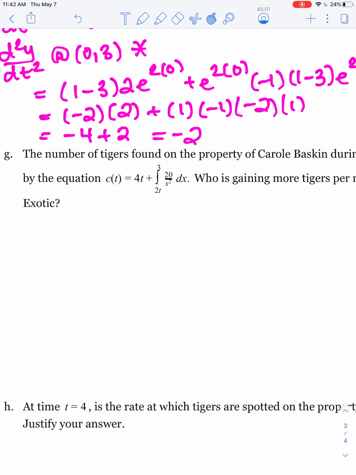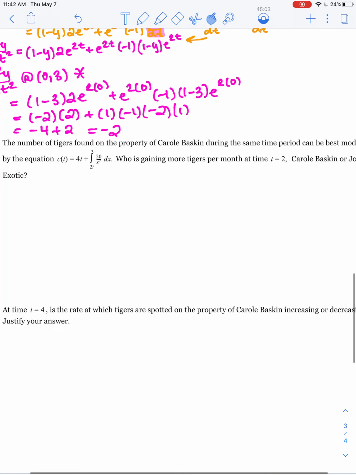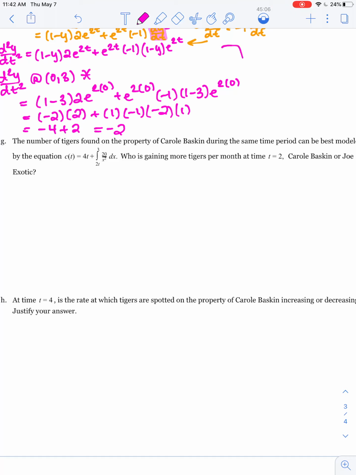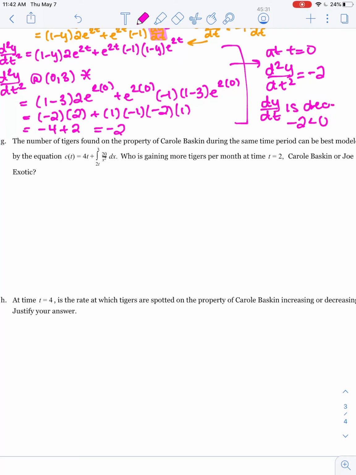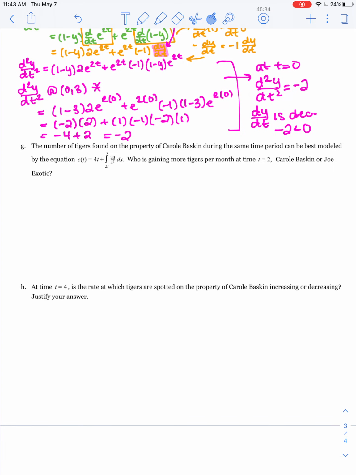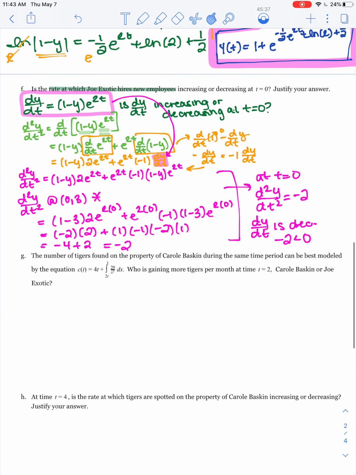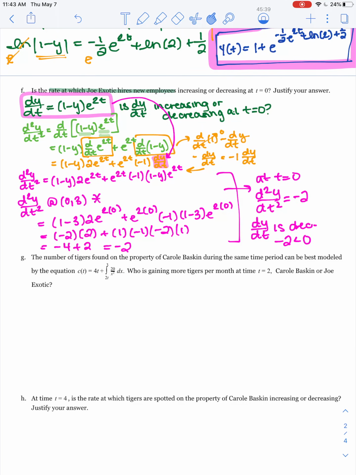And we need to have a conversation about what this means, okay? So this work here in the pink has told us that at t equals 0, the second derivative is equal to negative 2, which means that dy/dt is decreasing because negative 2 is less than 0. So a lot went on in this problem, right? That was a pretty intense derivative to calculate.